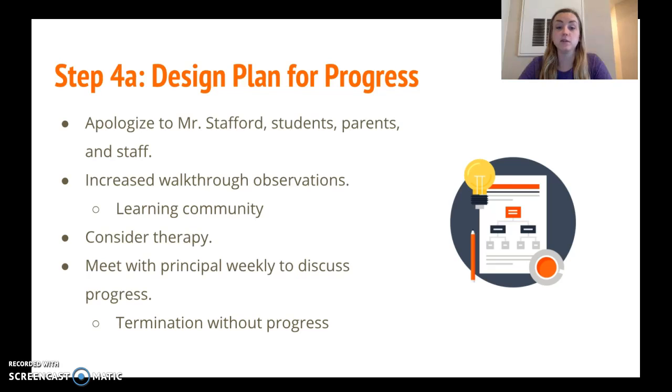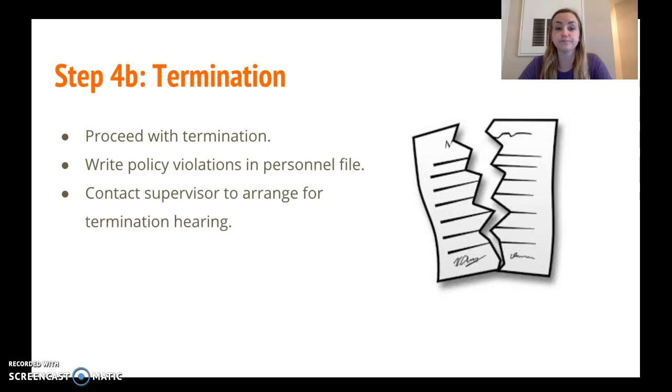And if Mrs. Horton is not making progress towards these goals, she's not creating a learning community, she's not having a better attitude towards her students and staff, then we would go with termination. If she just went straight to termination, or if she wasn't making progress, we would proceed with termination, and we would write the policy violations in her personnel file, and then contact a supervisor to arrange for a termination hearing, which is how it works in KCK.